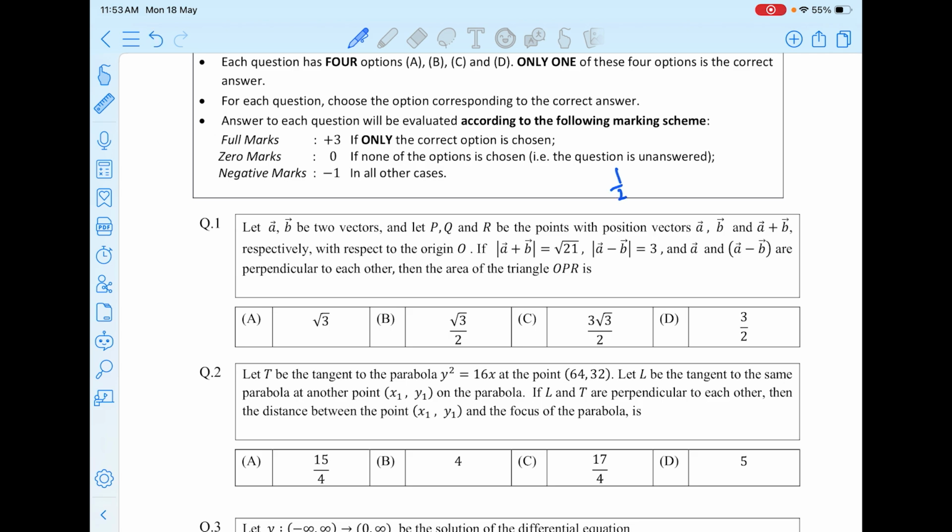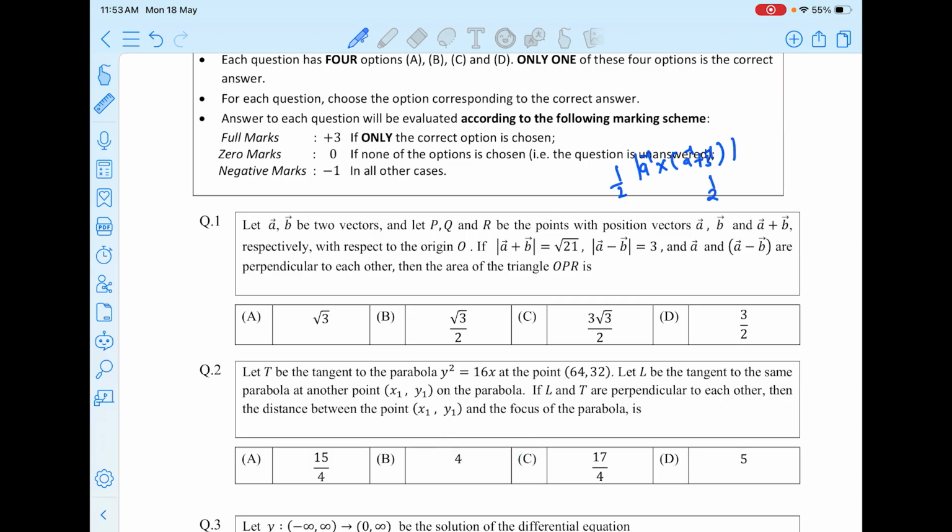It is half magnitude of A cross (A plus B). A cross A will be 0. So basically they are asking half magnitude of A cross B, so you have to find the magnitude of A cross B. For that they have given magnitude of A plus B and A minus B.